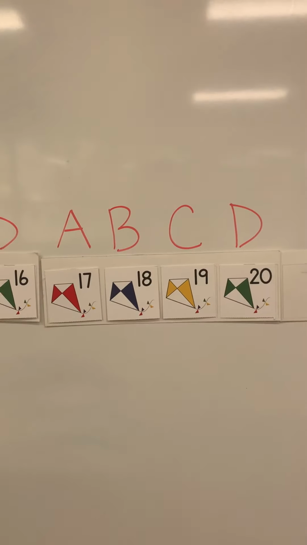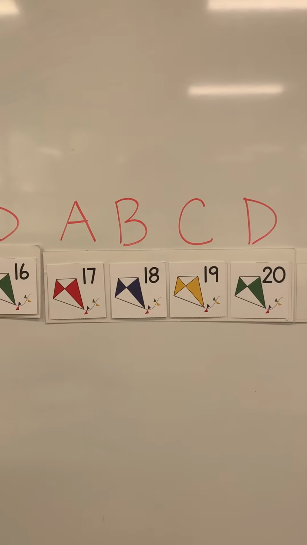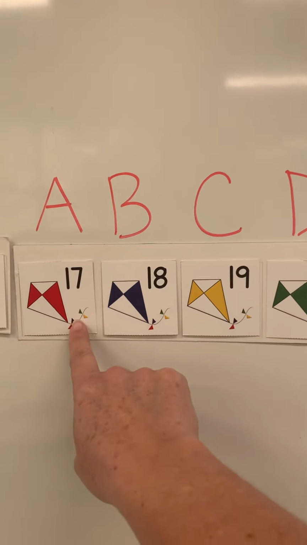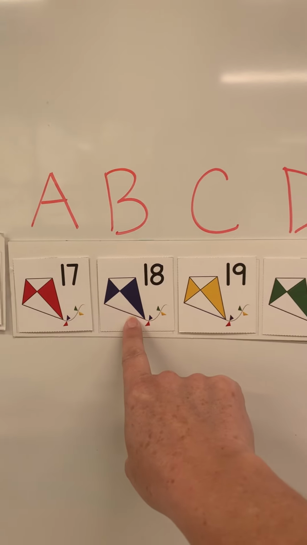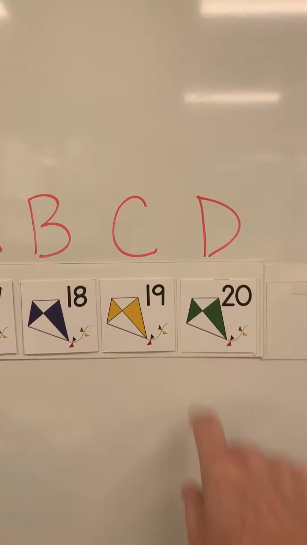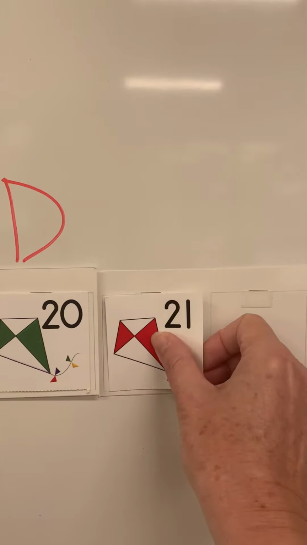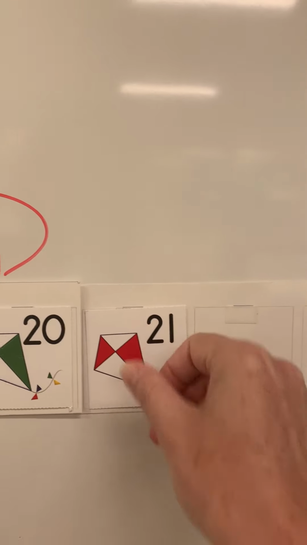What color is going to come next in our pattern? Here's a red, blue, yellow, green. If you said red, you are correct. Today's number 21 is red.